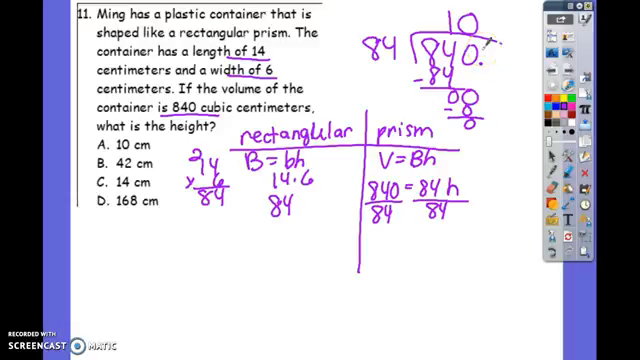So my answer is 10. And that would be the height. So the height is 10 centimeters.